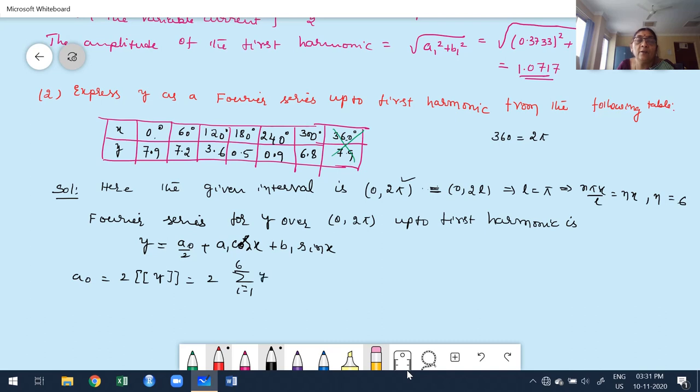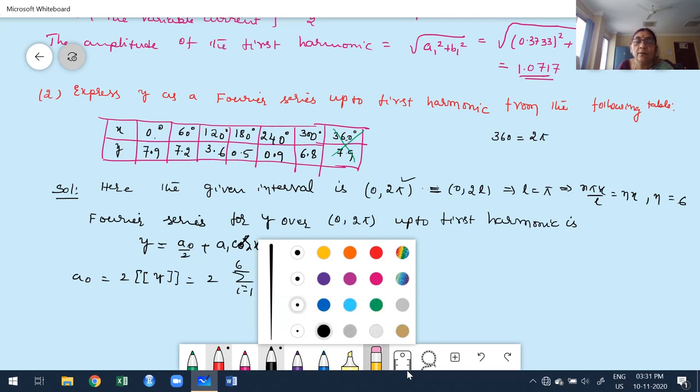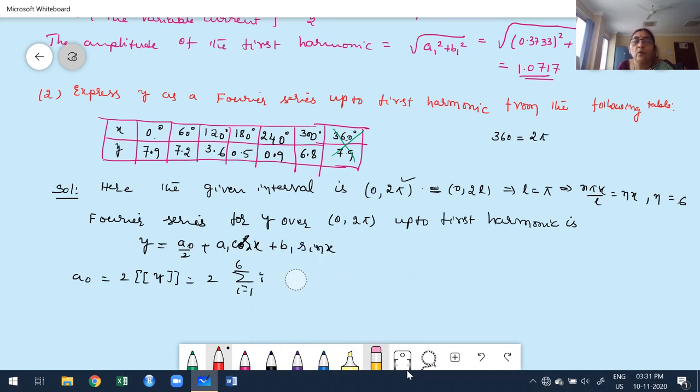What is y into cos x? This is not correct, actually, one minute. Only I have to take twice the sum of yi divided by 6 for a naught. Similarly, what is my a1? Twice the mean of y into cos x. It's nothing but 2 into the summation of i ranging from 1 to 6 of yi cos xi, divided by 6.